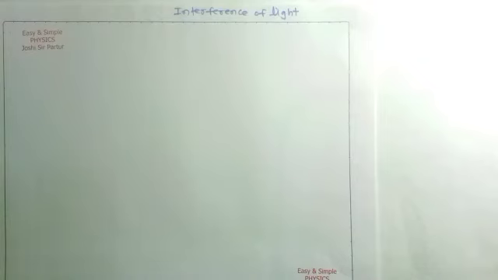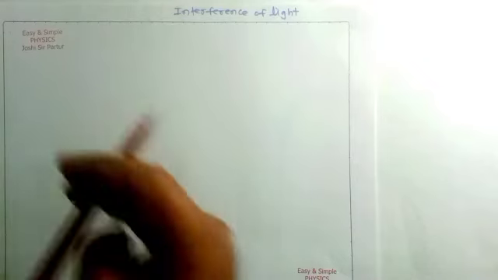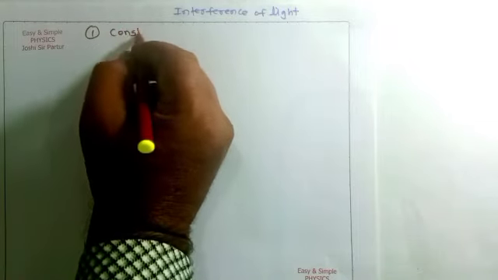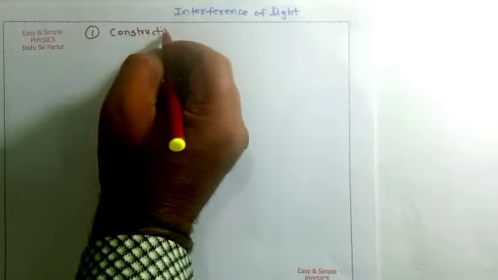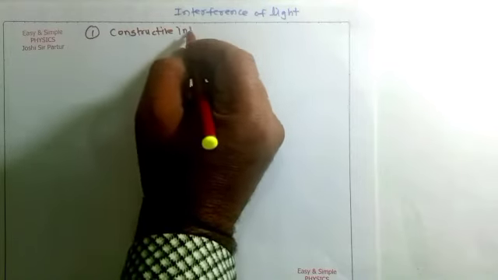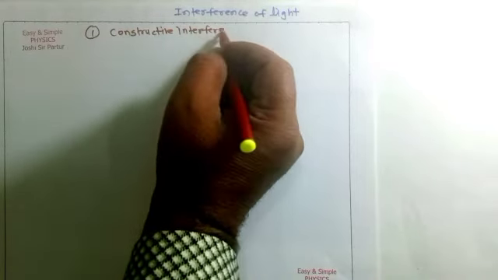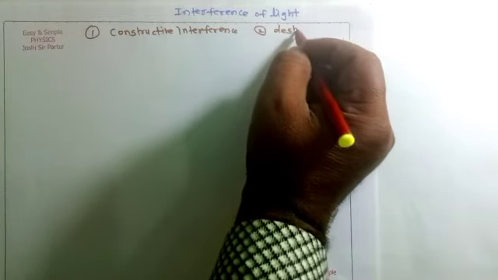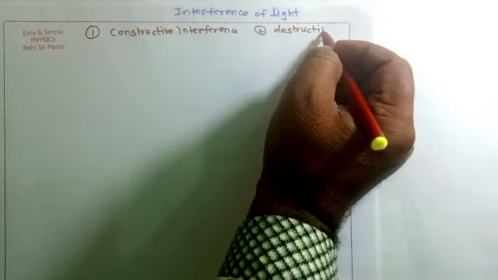There are two types of interference. Number one, constructive interference, and number two, destructive interference.